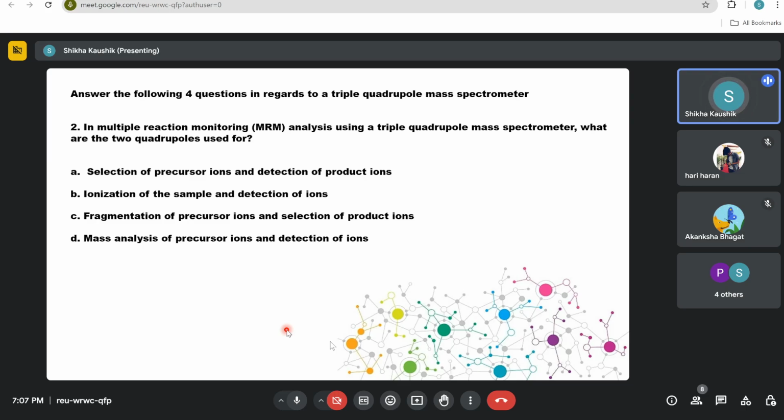The next four questions are about triple quadrupole mass spectrometry, so you have to think of the answer in that way only. The second question is: in multiple reaction monitoring, MRM analysis using a triple quadrupole mass spectrometer, what are the two quadrupoles used for? Selection of a precursor ion and detection of the product ion; ionization of the sample and detection of ion; fragmentation of the precursor ion and selection of the product ion; mass analysis of a precursor ion and detection of the ion.